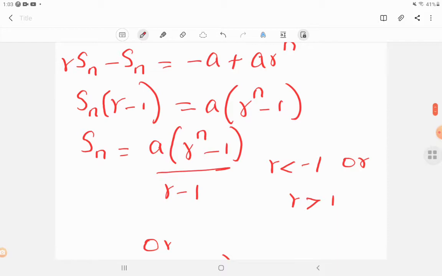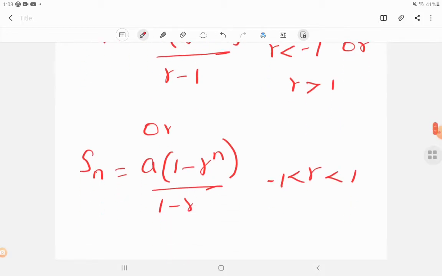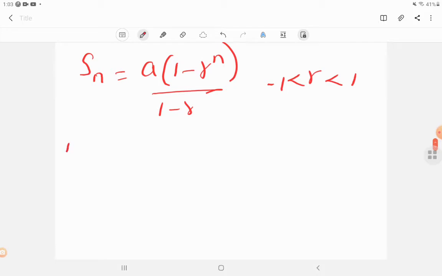So we can use this formula in the case when the common ratio is less than minus 1 or when r is greater than 1. And we also use an alternate form of this formula when the value of r is between minus 1 and 1. So the formula is Sn is equal to a times (1 minus r to the power of n) divided by 1 minus r. So let's do an example using this formula.